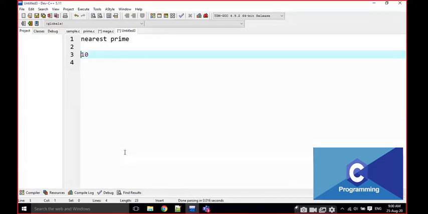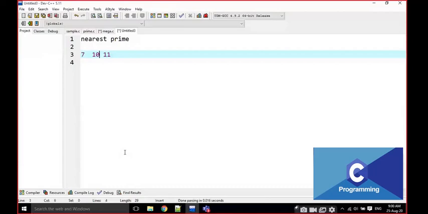Because what is the left hand side prime of 10? That is 7. What is the right hand side nearest prime? That is 11. The distance between 10 and 11 is 1. The distance between 10 and 7 is 3. What is the nearest one? The nearest one is 11. That's why the output is 11 here.